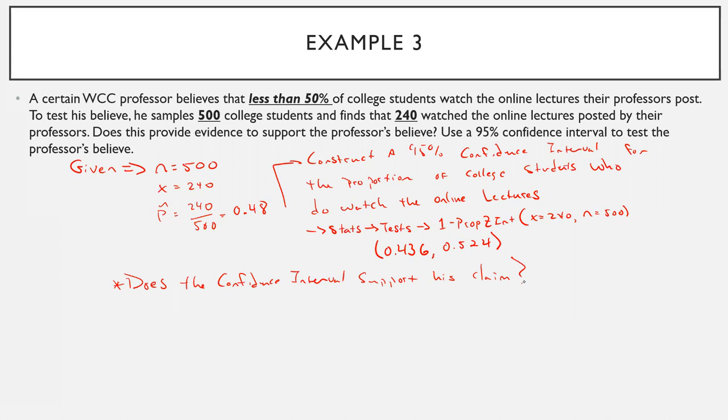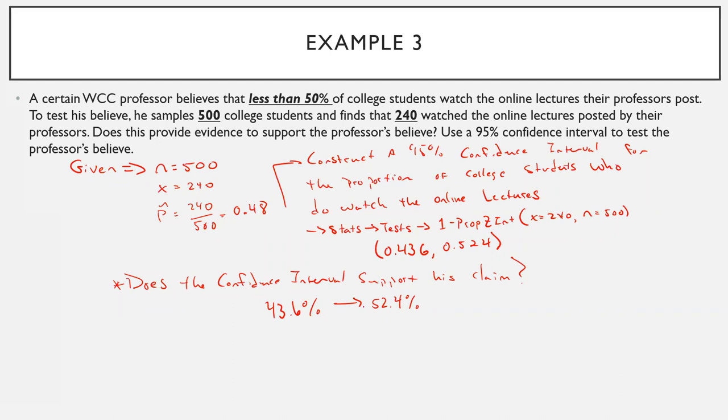So here's the thing, okay? Actually, the confidence interval does not support his claim. Let me explain why, okay? What did the professor believe? Less than 50% watch the lectures. So the professor says, look, less than 50% watch my lectures. You construct this confidence interval, and it's saying, well, I don't know what the real proportion is, Mr. Certain Professor at WCC, but the real proportion could be anywhere between 43.6% and as high as 52.4%. It could be any number in between.